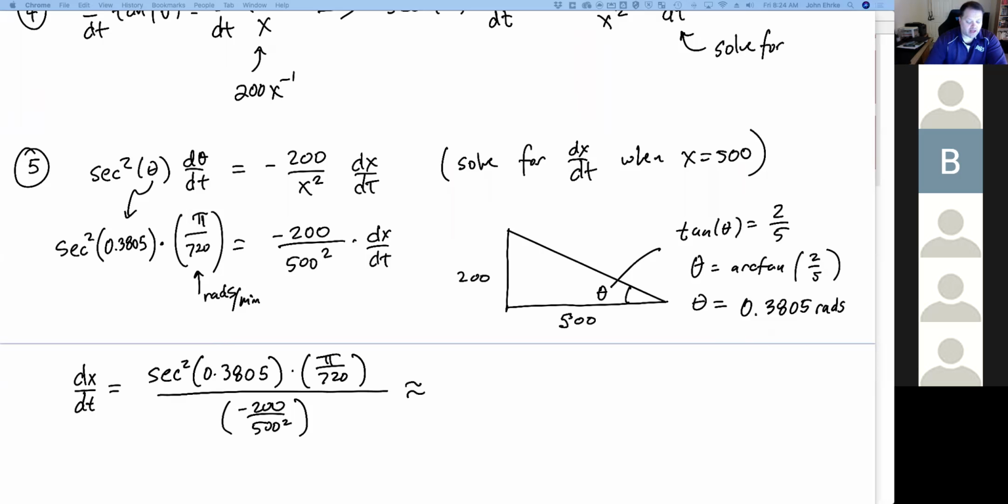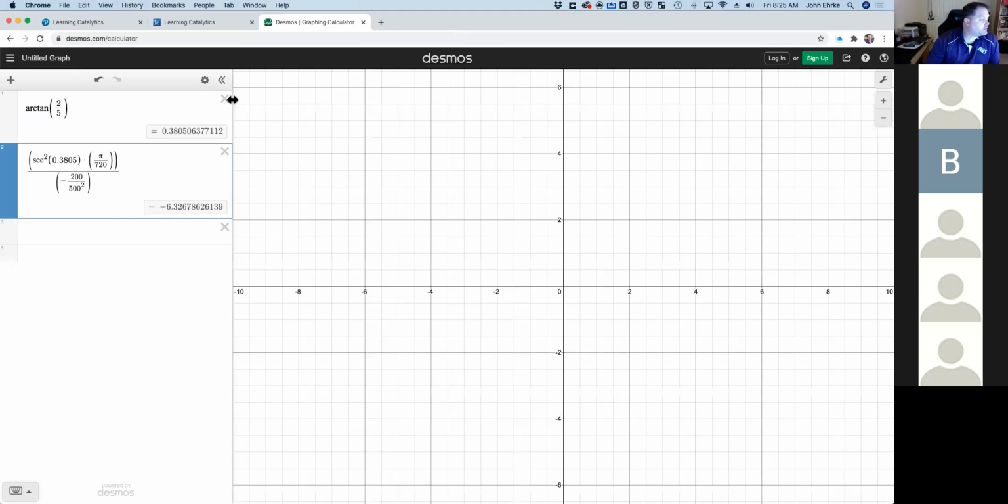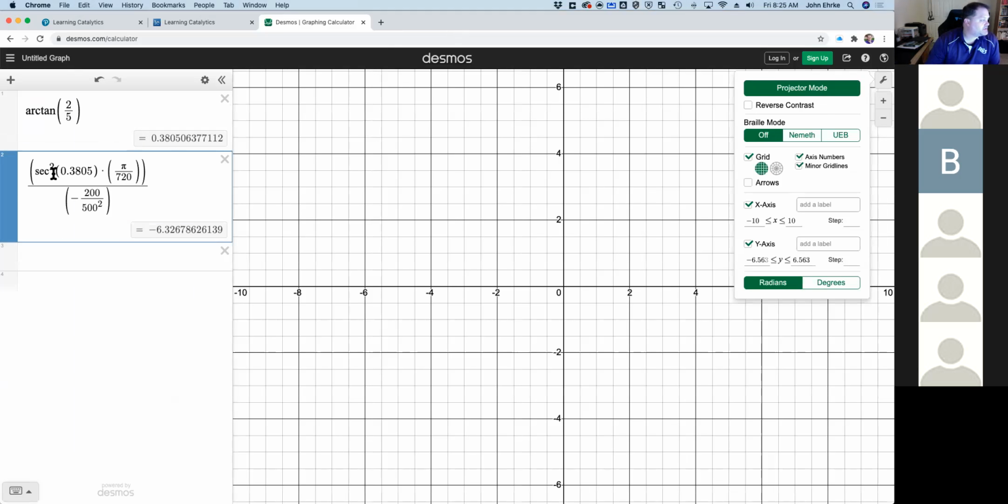And if you want the pi symbol in Desmos, the easiest way to get it is type lowercase p, lowercase i. So type out pi, and it'll automatically convert to pi. All right, so there's what my calculation looked like in Desmos. Secant squared 0.3805 times pi 7/20 divided by this value.